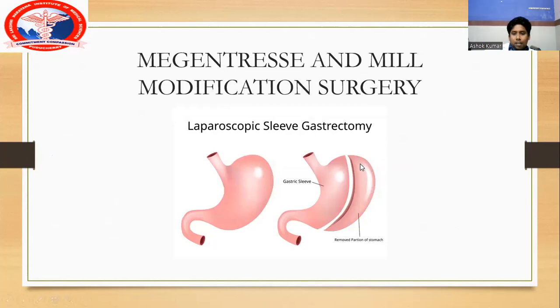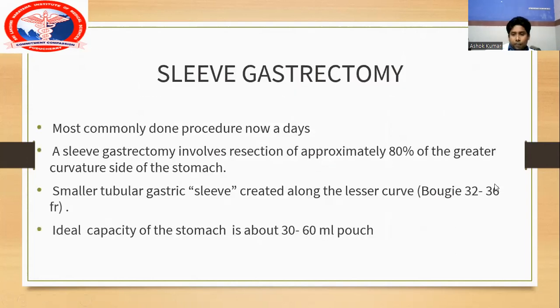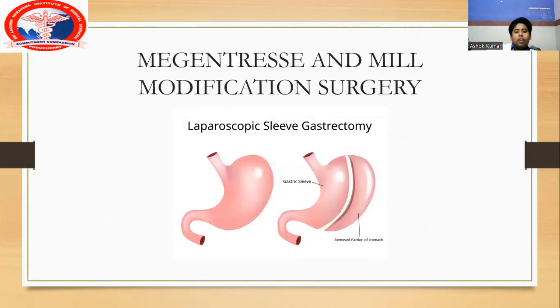So this is the part that is left behind. This is the remote part of the stomach, and it is left behind. And this is the sleeve gastric part, and this sleeve is constructed with the help of a bougie. So the bougie size is 32 to 36 French. This 30 to 36 French bougie is most commonly used. And the ideal capacity of the new sleeve stomach is 30 to 60 ml.